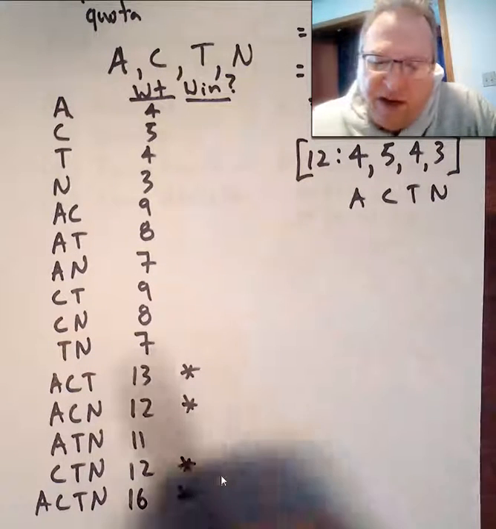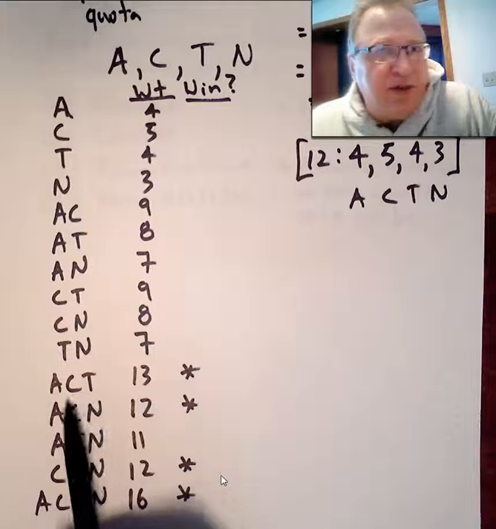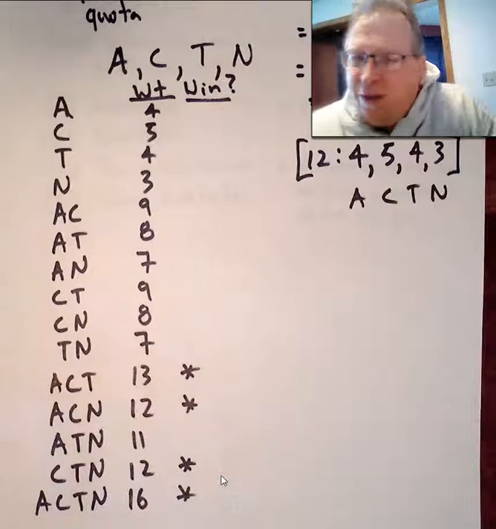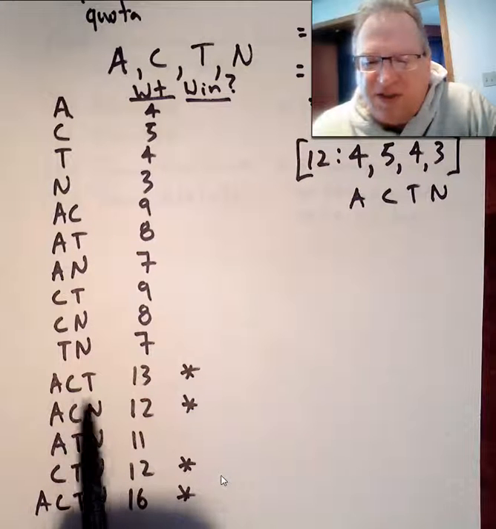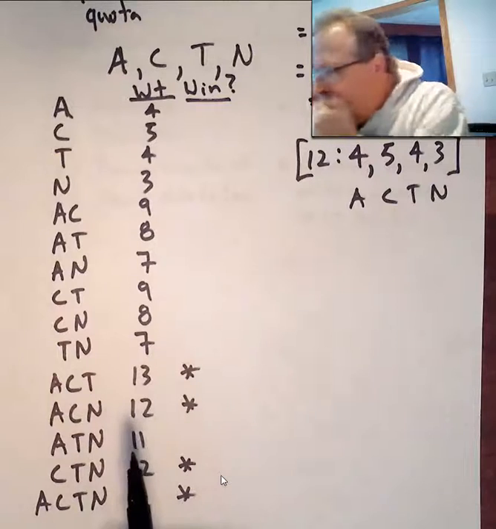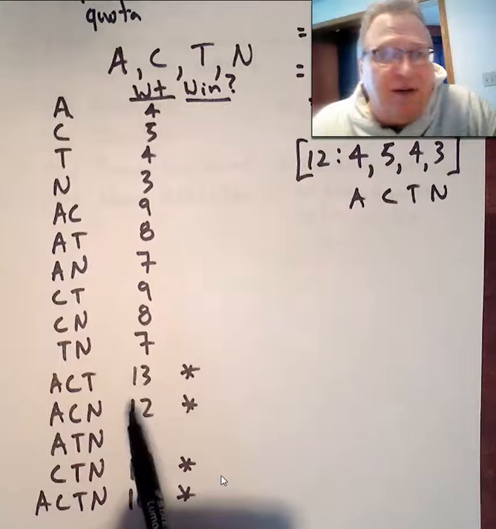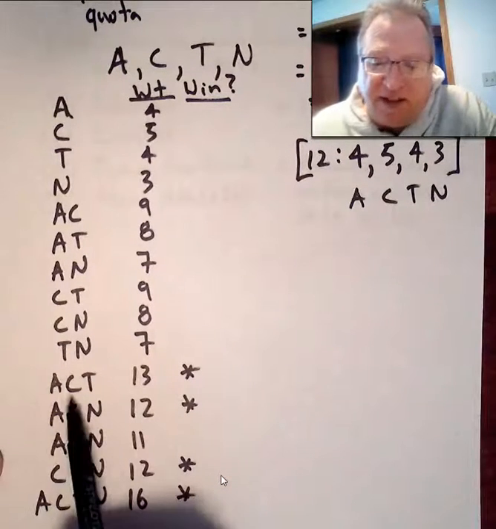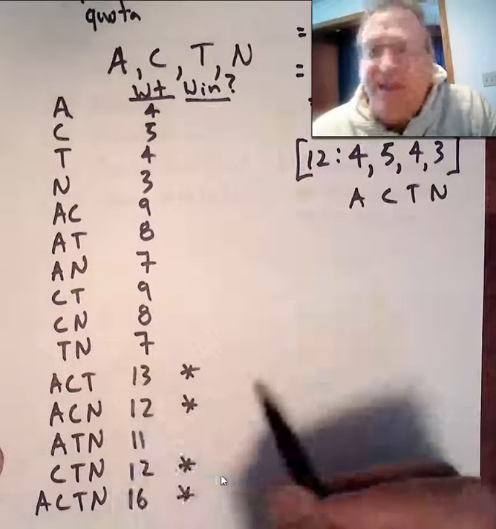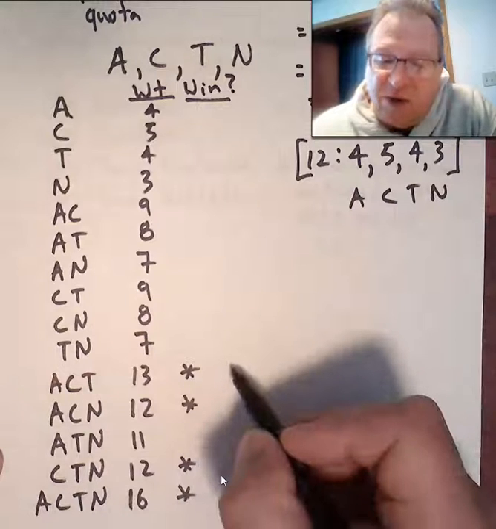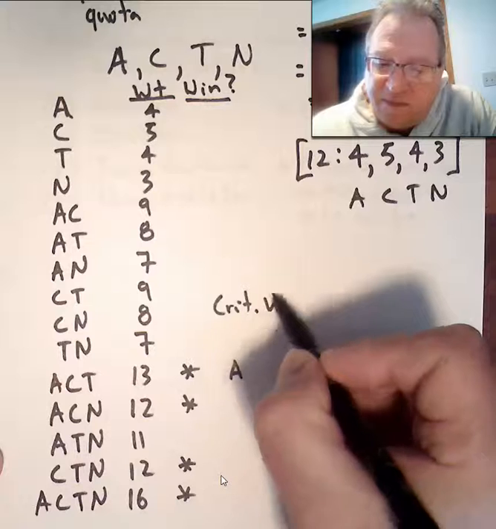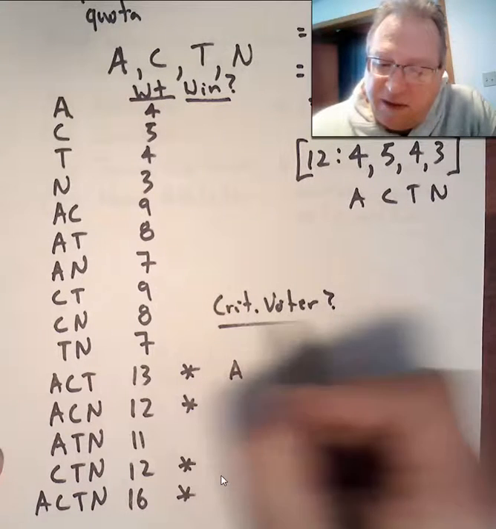In determining whether each of these 3 voters in ACT is a critical voter or not, what you do is pull a letter out, and we'll start with A. If I pull A out of that coalition, does CT still pass? And if it does, that means that A was not a critical voter. So let's pull out A. CT. Does CT pass? Well, CT is only 9 votes, so it would not pass by itself, and so A is a critical voter.